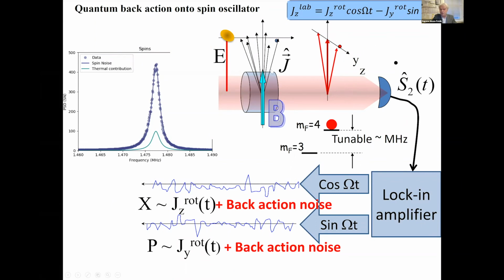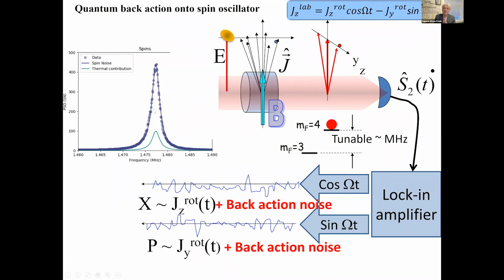So I shine probe light on this system. This probe light has its quantum fluctuations, shot noise. This shot noise converts into the noise of the Stark shift, and this converts into the fluctuations of the spin state, and that's what we observe.